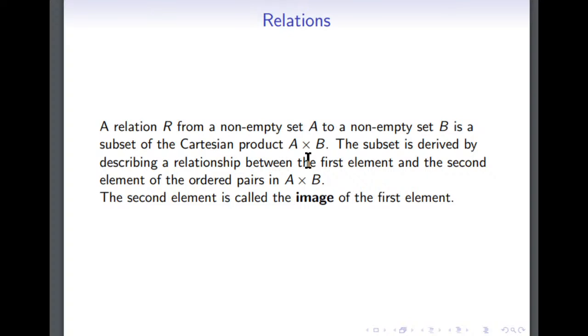Similarly, we have relationships in mathematics. If I talk about numbers 1, 2, 3, 4, our relation is less than. Now you can say 1 is less than 2. So 1 and 2 are related by the relation less than. 1 and 3 are related by the relation less than. Now all elements are not related in all terms.